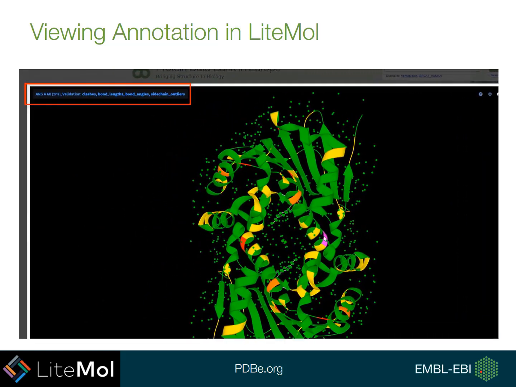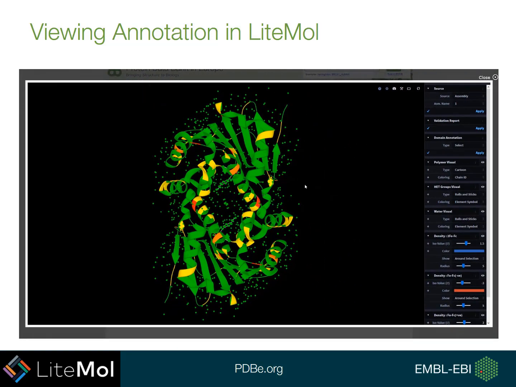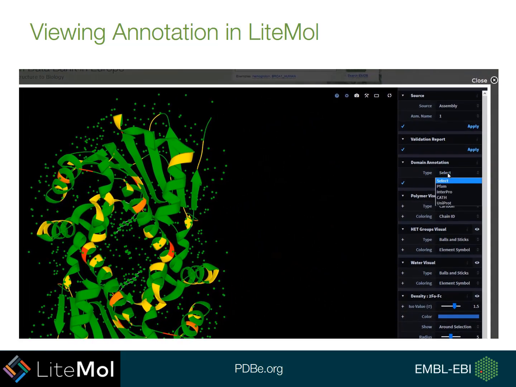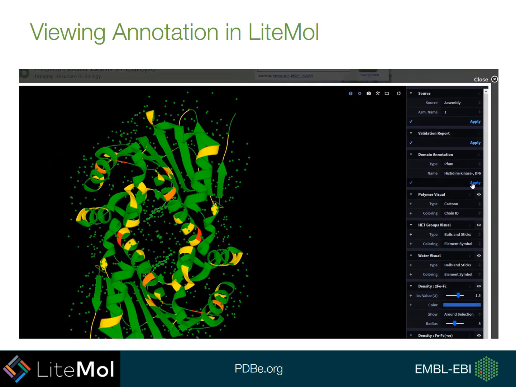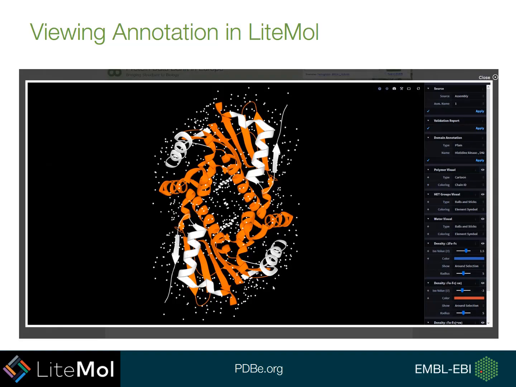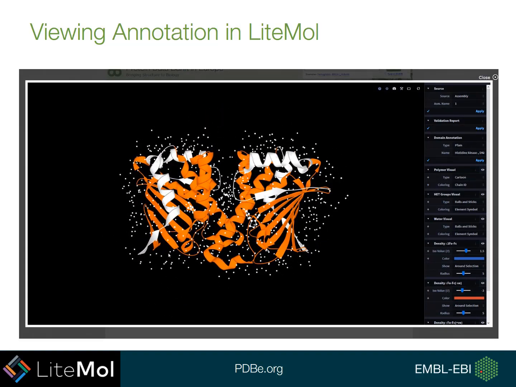If you then hover over a particular residue with issues, these will then be shown in the top left, for instance, the clashes and the bond length outliers. You can also add domain annotation. For this example, I'm going to choose a PFAM domain. This is a histidine kinase domain. If you apply this to the structure, this will then be highlighted on the structure and show you where this domain exists within the structure.